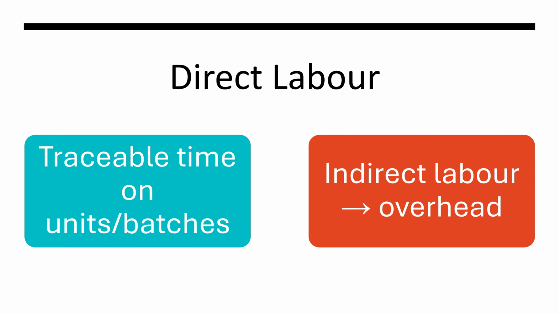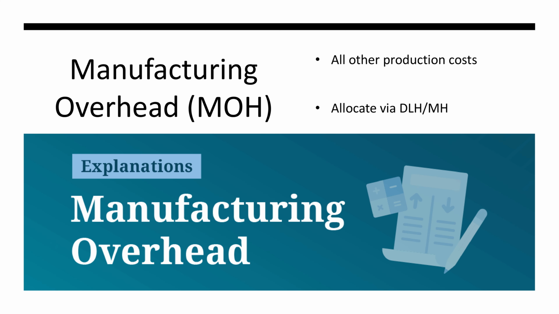And now we are moving on to manufacturing overhead. Let's take a look. All the other production costs that aren't direct materials or direct labor fall into manufacturing overhead. This includes factory electricity, machine depreciation, small tools, indirect materials, indirect labor, and building costs for the plant. Overhead exists to keep the line running. Even though it isn't tied to one unit, it is essential to production.